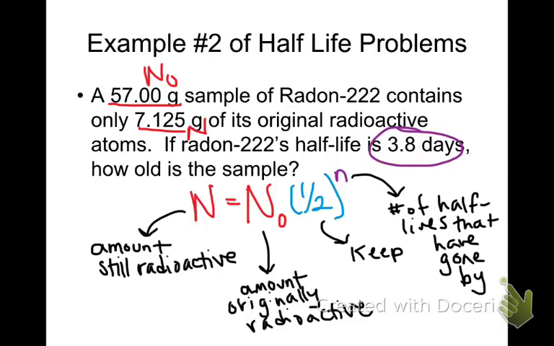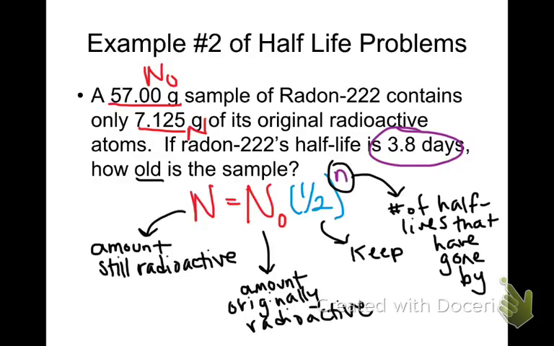Another way to think about this is by rearranging your N and N0. In this case, what is it that we will be solving for? We are being asked how old is the sample. So which variable are we looking for? The amount still radioactive, the amount originally radioactive, or the number of half-lives that have gone by? The only variable of those three that is an amount of time is this one right here. So we're actually going to be solving for the exponent n.